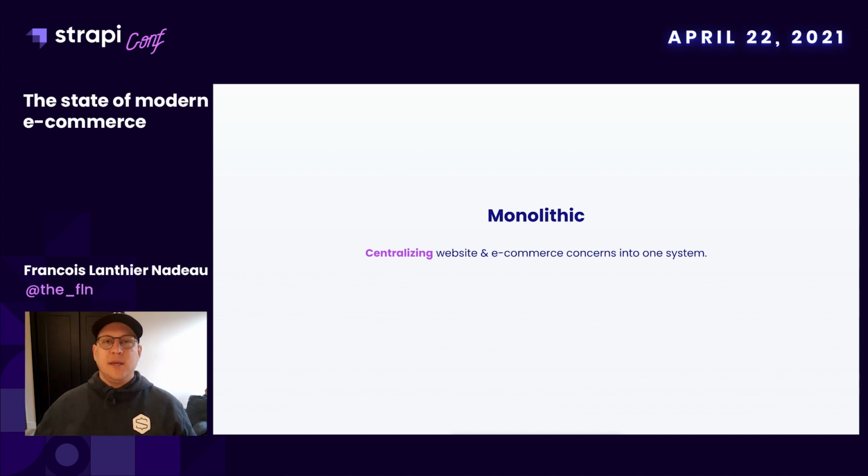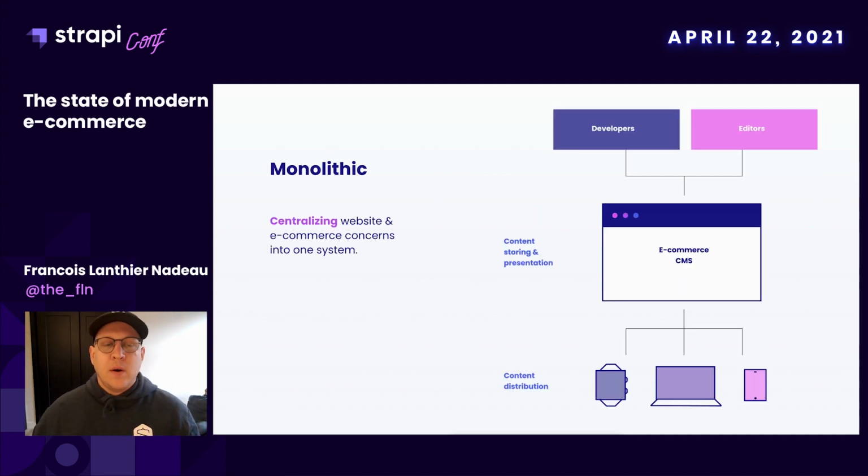Okay, the monolithic paradigm. If we were to give it a working definition, it could look something like this. Centralizing website and e-commerce concerns into one system. We'll explore solutions later, but for now, if you think about a traditional Shopify setup, it would fit the bill here in this approach. Now, if we wanted to look at the architecture of that approach, it's quite simple.